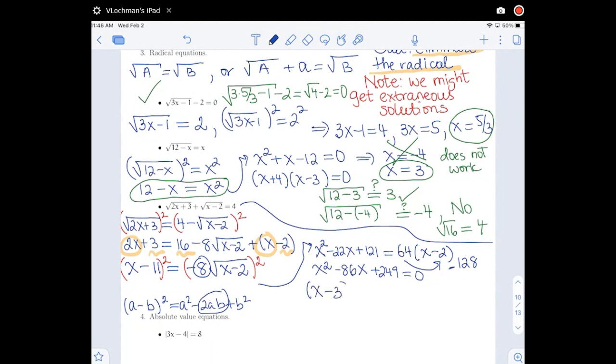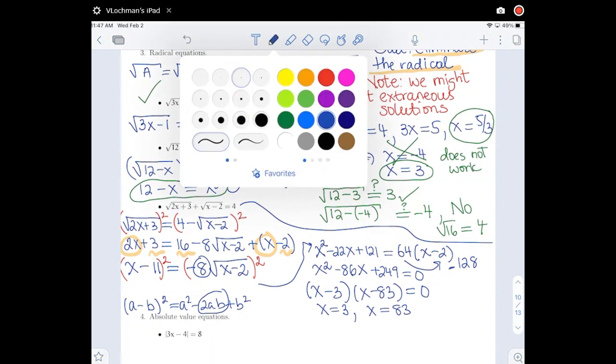x minus 3, x minus 83 is equal to 0. Okay. The product of negative 3 and negative 83 is positive 249. And then the sum is negative 86, right? Okay. So from here, x is equal to 3 or x is equal to 83. These are our candidates. So let's go ahead and check if one of them works. I'm going to go ahead and check the 3.